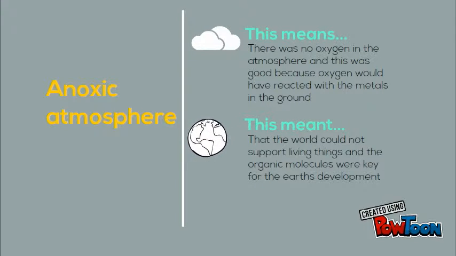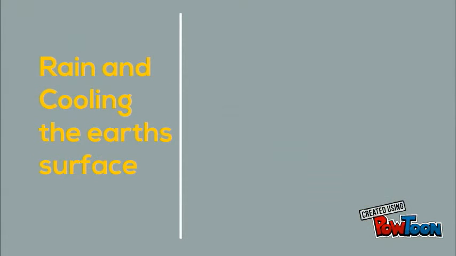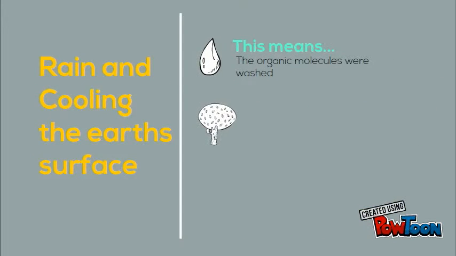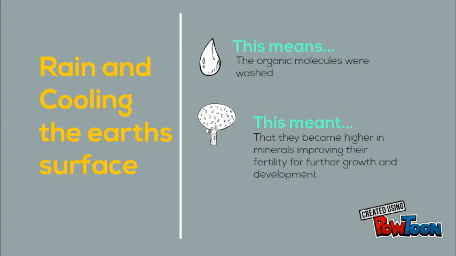Rain was also important in the early development of the Earth, as it cooled the Earth's surface and washed organic molecules into bodies of water, allowing them to become high in minerals, forming fertile environments for further reaction and development.